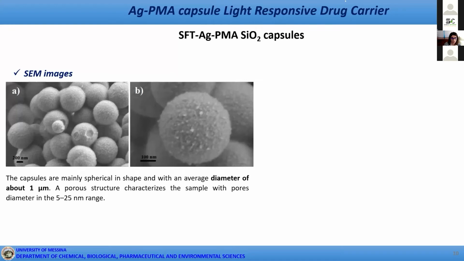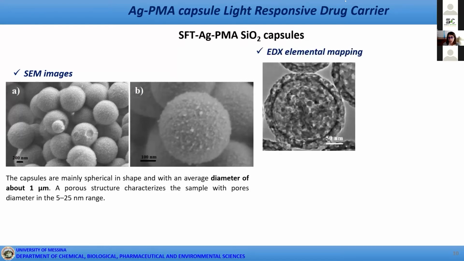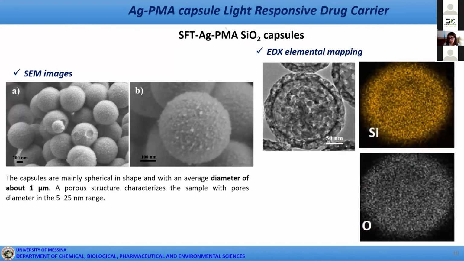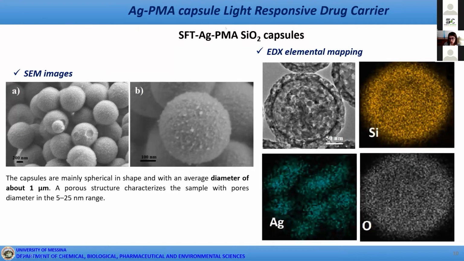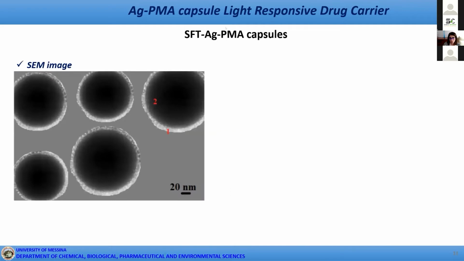core. These are characterized by an average diameter of 1 micrometer, with pores with an average diameter from 5 to 25 nanometers. Then by EDX analysis, we obtained elemental mapping on this moiety of the capsule accidentally detached, and we observed a uniform distribution of silicon and oxygen, and also confirmed the presence of silver nanoparticles. After the removal of the silicon core, we obtained our core-shell mesoporous structure, and we also observed a decrease of the average size.